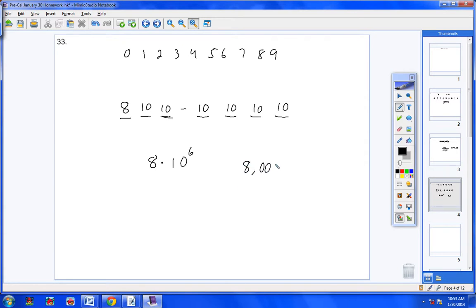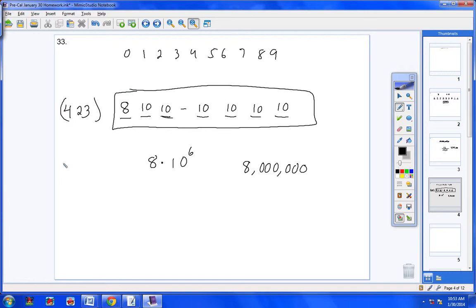Now that's a very practical problem, because now you know for a certain area code, like a 423 area code, you can have 8 million phone numbers. The rest of the problem says this: how many telephone numbers can there be within a given area code before the area code needs to be split into a new area code? And we just answered that, 8 million. 8 million phone numbers are available in one area code, or whatever area code we're talking about.